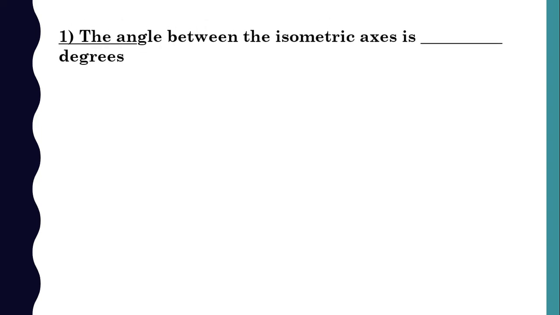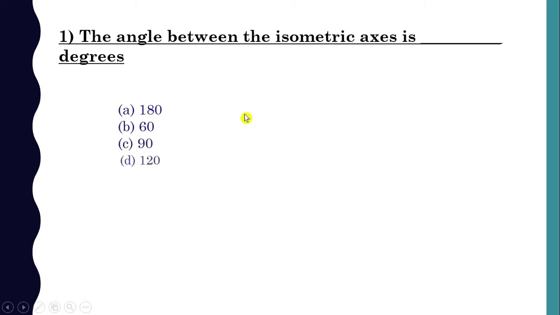Let's start. First MCQ. The angle between isometric axis is how many degree? Options are A 180 degree, B 60 degree, C 90 degree, D 120 degree.